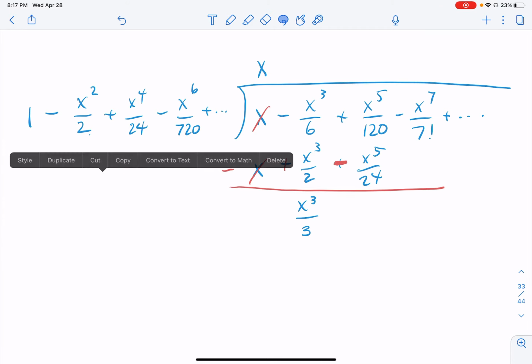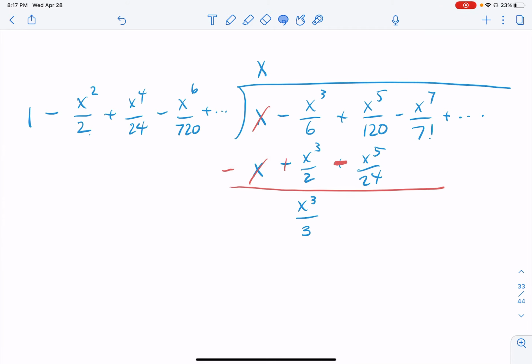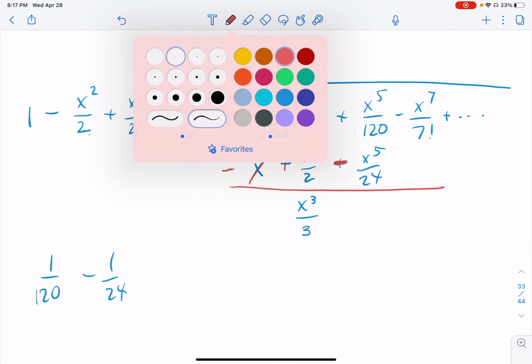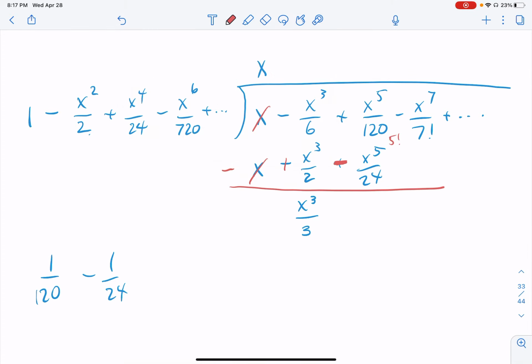Delete this stuff. All right, and then I am subtracting 1 over 120 minus 1 over 24. Oh my God. 1 over 120 minus 1 over 24. This is going to be fun. Actually, it's not bad at all. The reason why it's not bad at all is because the common denominator is going to be 120. I know that because 120 over here is 5 factorial, which is equal to 5 times 4 factorial, and 4 factorial is what 24 is.